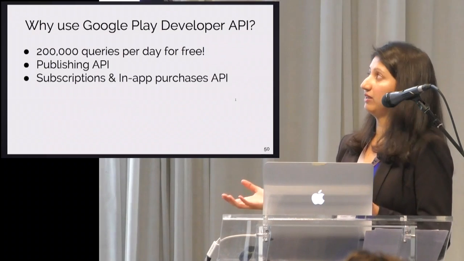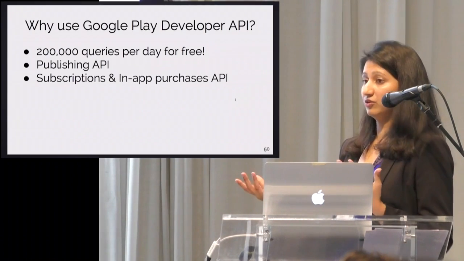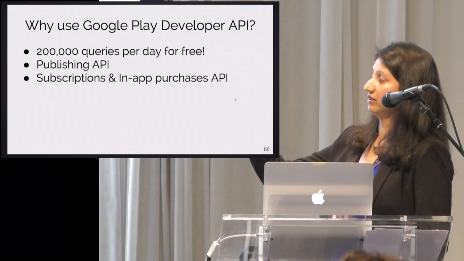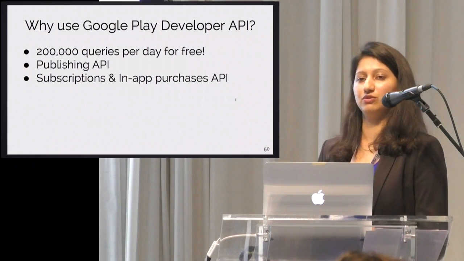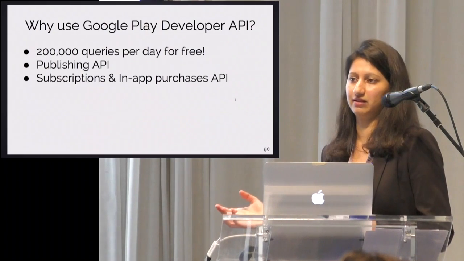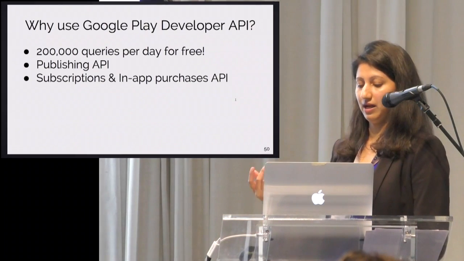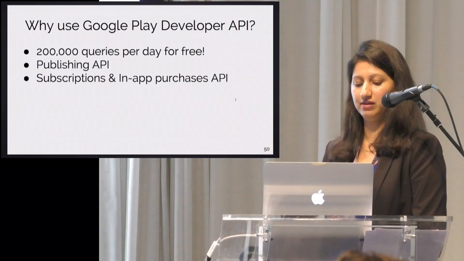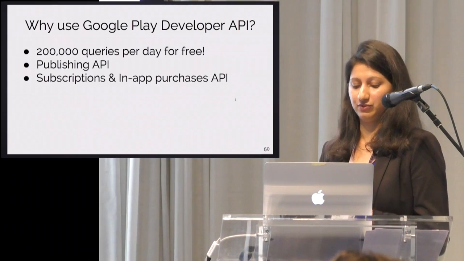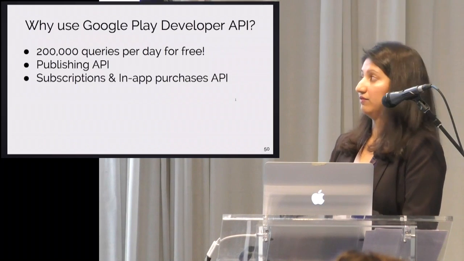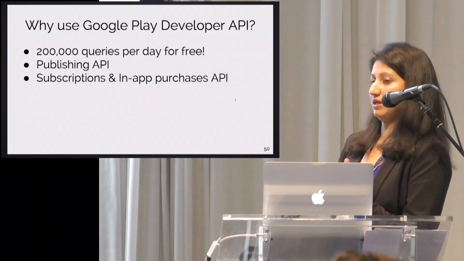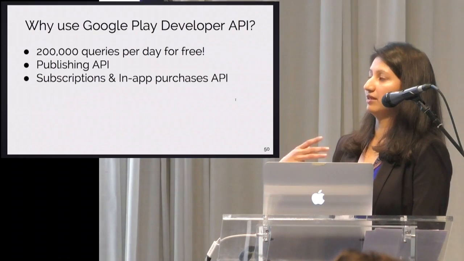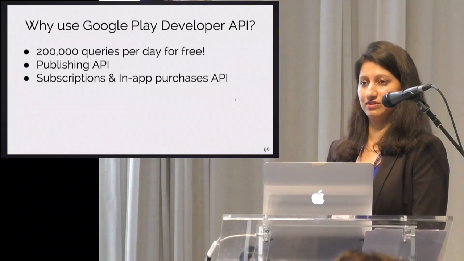So why would you use Google Play Developer API? It's free, 200,000 queries a day. It also offers another API within that called the Publishing API, which lets you automate app distribution tasks like updating your app or doing some things with the alpha or beta channel. You can automate a lot of app distribution tasks. Then you have subscriptions and in-app purchases API, which is relevant to our interests. So using this API, we can get more information about our users' purchases.